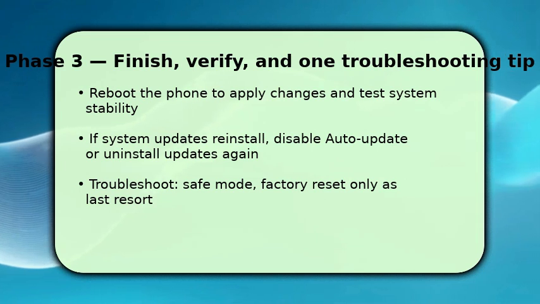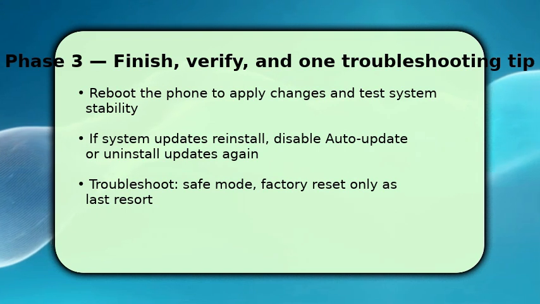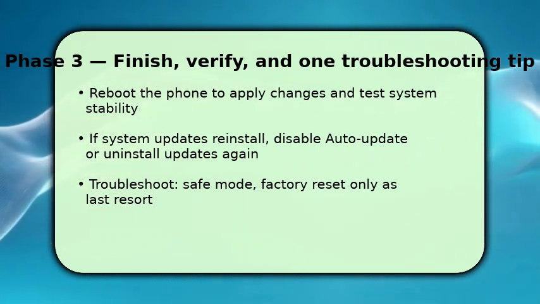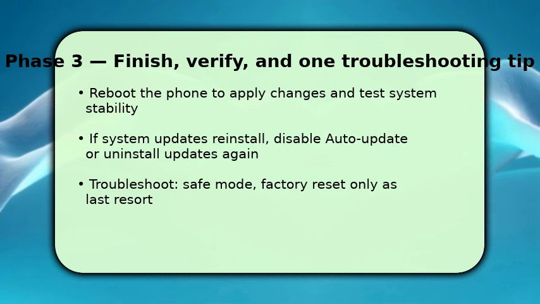uninstall steps. If the update persists, boot into safe mode to check for interfering apps. As a last resort, consider factory reset after backup. This removes persistent update artifacts, but is disruptive, so use it sparingly.